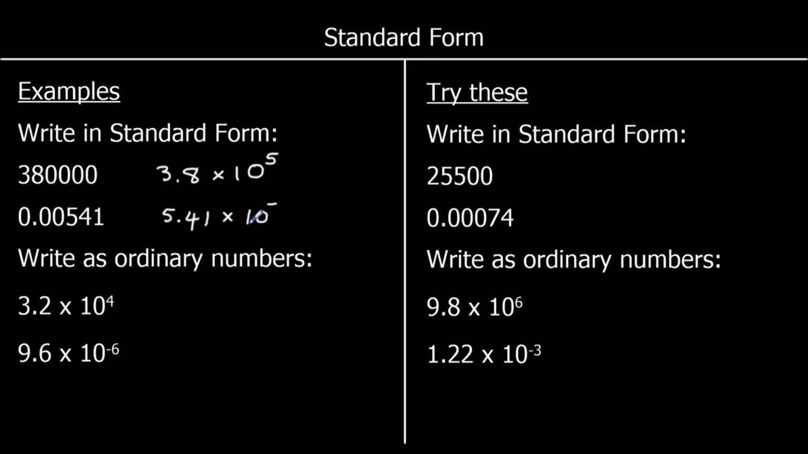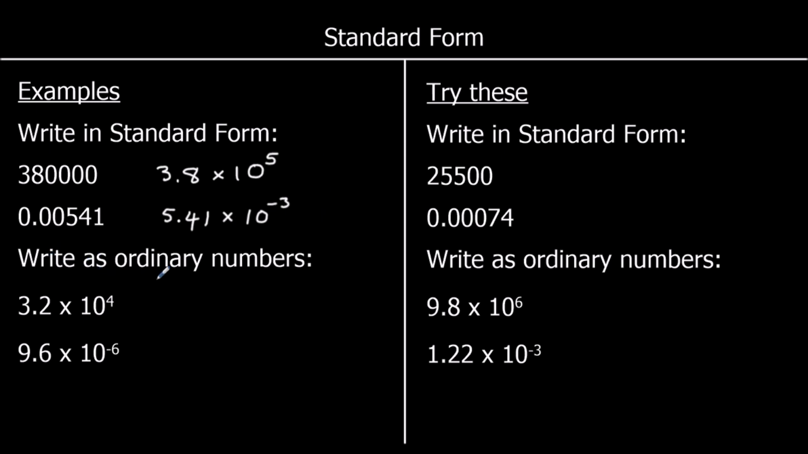So how many times do we divide 5.41 by 10? So it's going to be 1, 2, 3 times. Or the trick is to count the number of zeros, including the one before the decimal place, and that would be 3. That only works for negative powers, not positive powers.